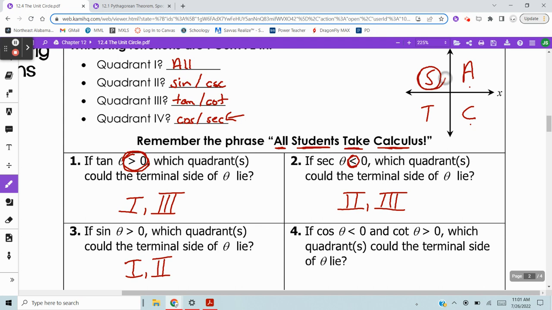So if it's negative, we're either here or here because, again, cosine is x. And when you go to the left, that's where x values are negative. So therefore, if cosine is negative and cotangent is positive, then tangent is positive too, because they're just reciprocals. So we're wanting to know where cosine is negative and tangent or cotangent is positive. Cotangent and tangent are positive here. So therefore, this quadrant, which would be quadrant three, would be where that's true. Cosine is negative and tangent or cotangent would be positive.